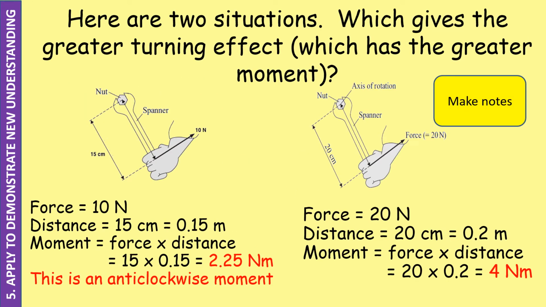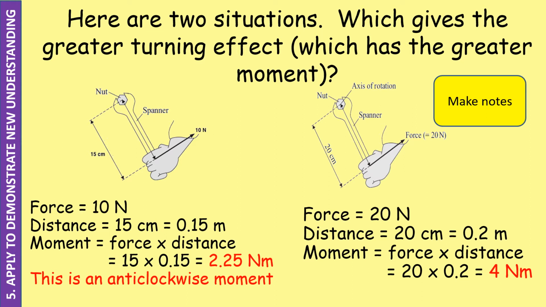This slide shows that equation being used. You have the same situation in both pictures. What is different is the size of the force and how far from the pivot that force is acting. So in the first picture, the force is 10 newtons and is acting 15 centimeters or 0.15 meters from the pivot.